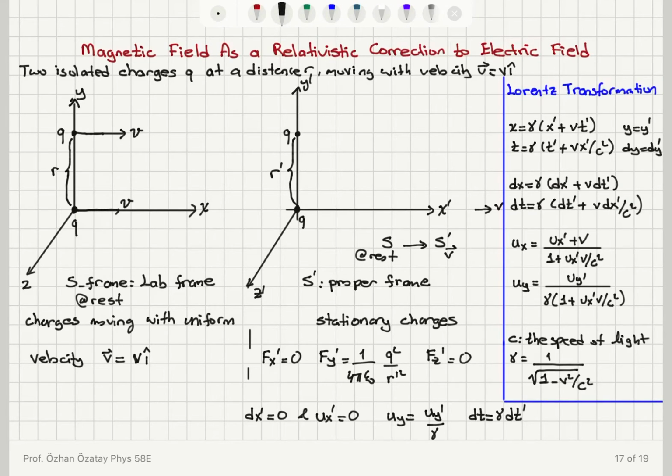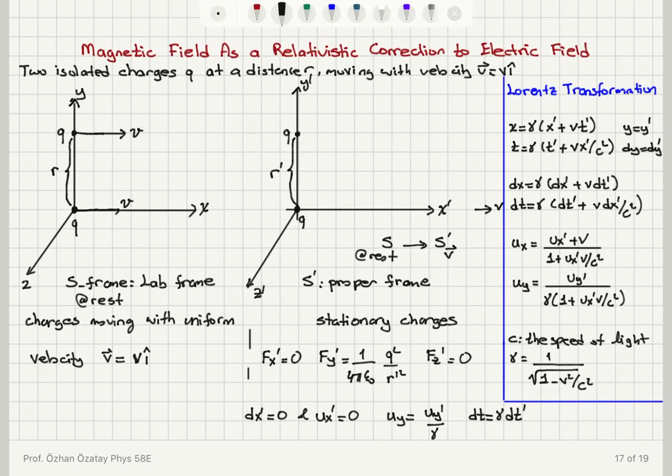Okay, so looking at the force that appears in the proper reference frame, the charges are at rest in this reference frame, and there is just the Coulomb force, 1 over 4 pi epsilon 0 q squared over r prime squared, where r prime is the distance between the two charges. R prime and r are actually the same in the two reference frames because the motion is on the x-axis, not on the y-axis. So there is no length contraction.